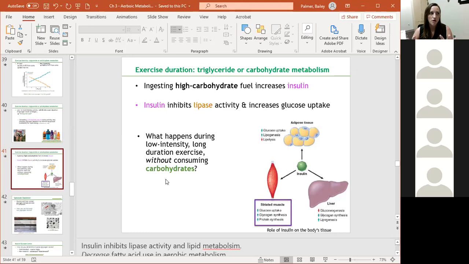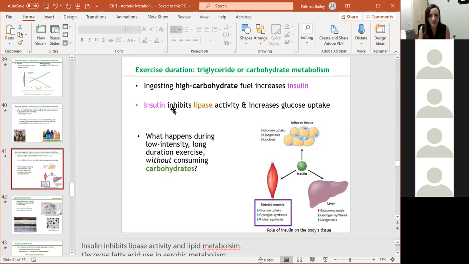This is where we have to think big picture. We have to think like situational kinds of questions. That's what you're going to see. Stuff like, okay, if I consume this, or if I don't consume carbohydrates and I'm exercising for this amount of time, what happens to insulin and what happens to lipase? So we have to understand the role of insulin, lipase, and carbohydrates and how that all works together.